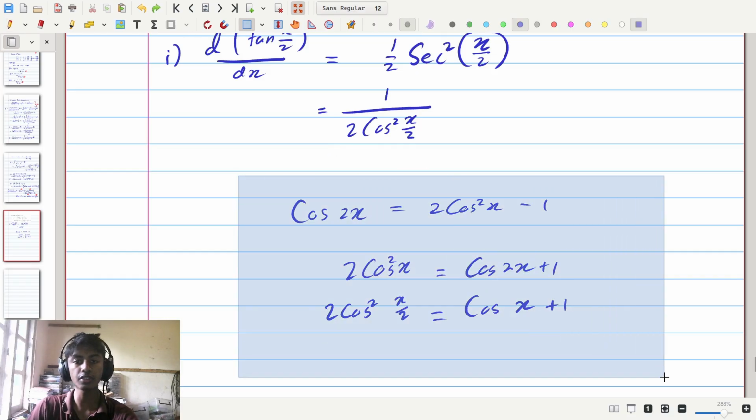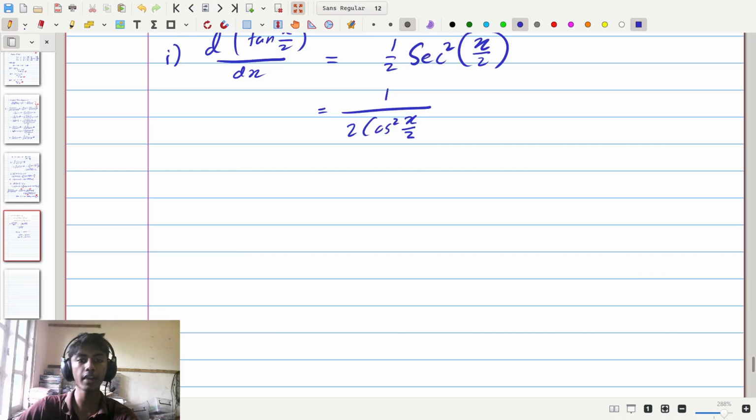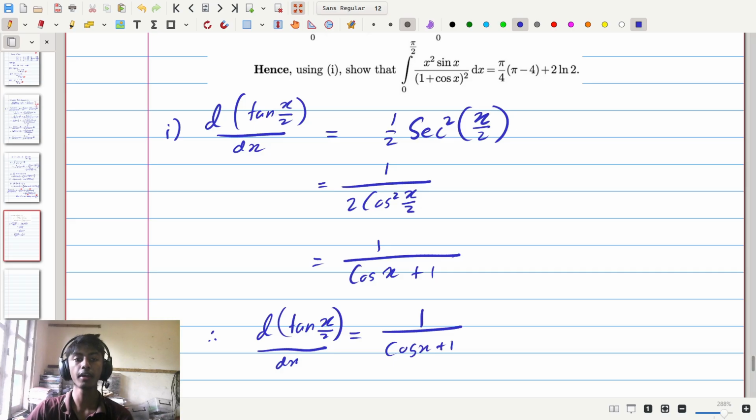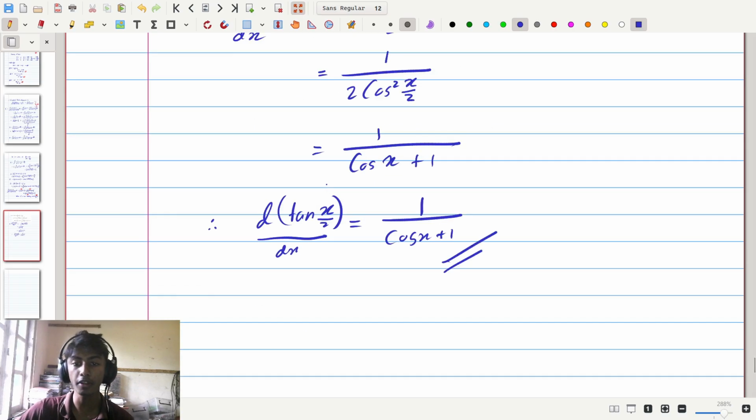So doing so, we get 1 divided by cosine of 2 times x over 2, which is cosine of x, plus 1. And that is our answer. According to that, the derivative of tan of x over 2 with respect to x is equal to 1 divided by cosine of x plus 1. And with that, we are done with the first part of the question.